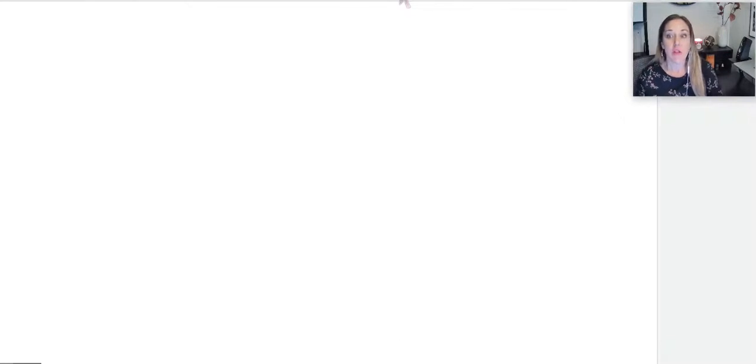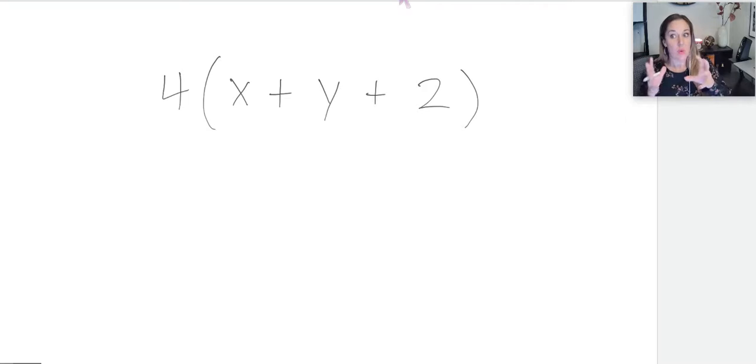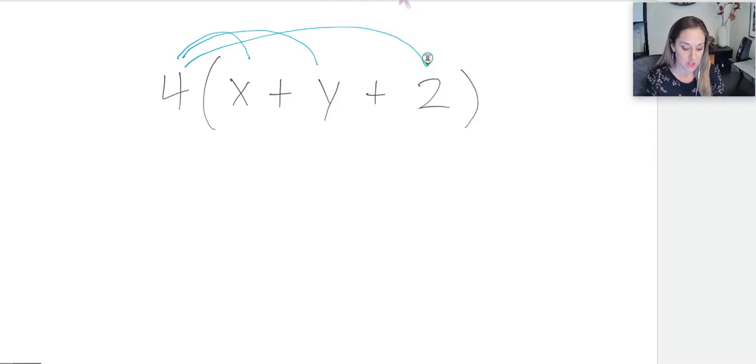If I have 3 terms inside the parentheses, such as 4 times, let's go with x plus y plus 2. And now you guys know I can't add the x and the y because they're not like terms. So I'm just going to leave it like that. And now I'm going to use the distributive property. 4 times x, 4 times y, and 4 times 2.